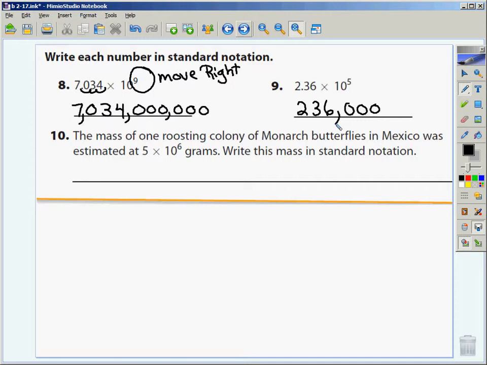Are you still okay? On 5 times 10 to the 6th, where's the decimal point? It's behind the 5. Okay? That's where it is. How many places do I need to move it? 6. So what am I going to end up adding? 6 zeros.